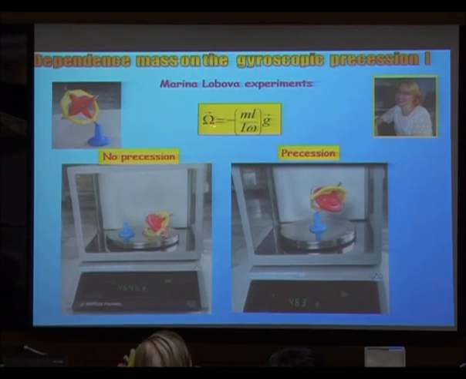Pay attention to this connection between the gravitational field and the angular velocity of precession. From the theory of physical vacuum it follows that if we change the velocity of precession of the gyroscope, the weight of the gyroscope may be changed. And now I will show you another experiment which proved this.